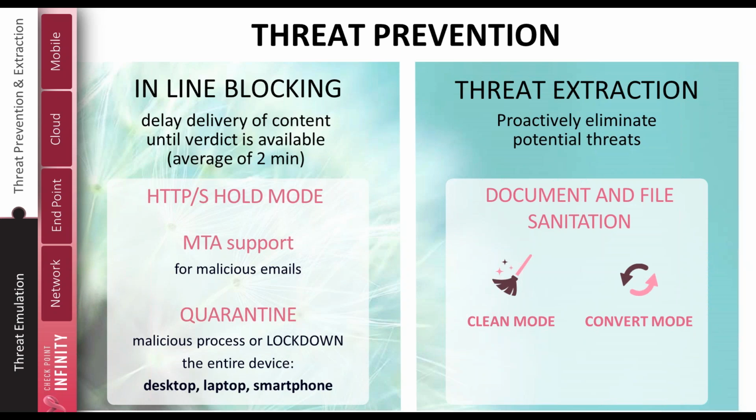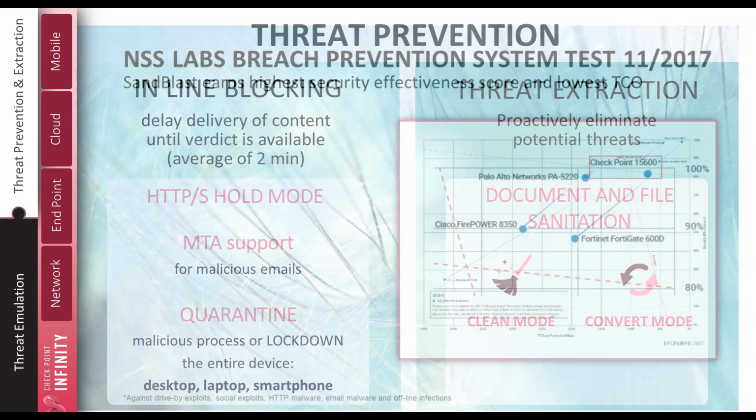In clean mode, the file is delivered in its original format minus any active code. For example, the JavaScript or macros have been stripped out. And typically this process is referred to as content disarm and reconstruct. It has recently been recommended by Gartner as a core security pattern to prevent highly sophisticated attacks. If security is paramount, we have a second option where the file is converted or flattened to a PDF.